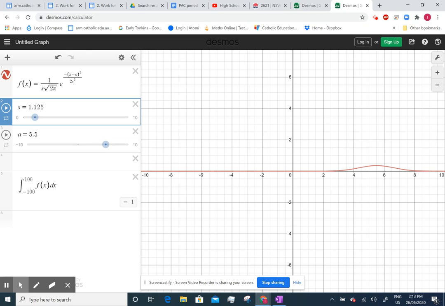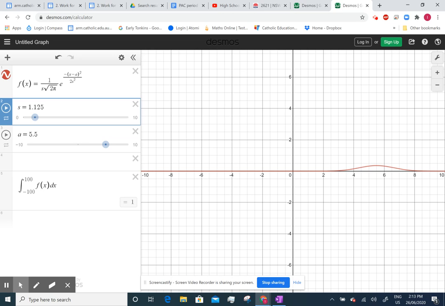And you can see here, I couldn't find the sigma or the Greek letters, and I couldn't use x bar. I suppose I could have. Maybe Desmos would allow me to do that. So I used S to stand for the standard deviation, and I used A to stand for the mean.